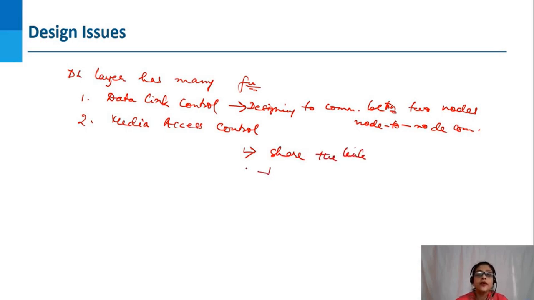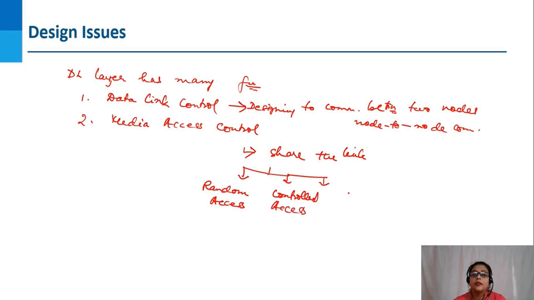For sharing, there are three different techniques. We will learn them one by one in the later videos. One is the random access. The second one is the controlled access. And the third one is the channelization. In this video, we are going to learn about the design issues of data link control.